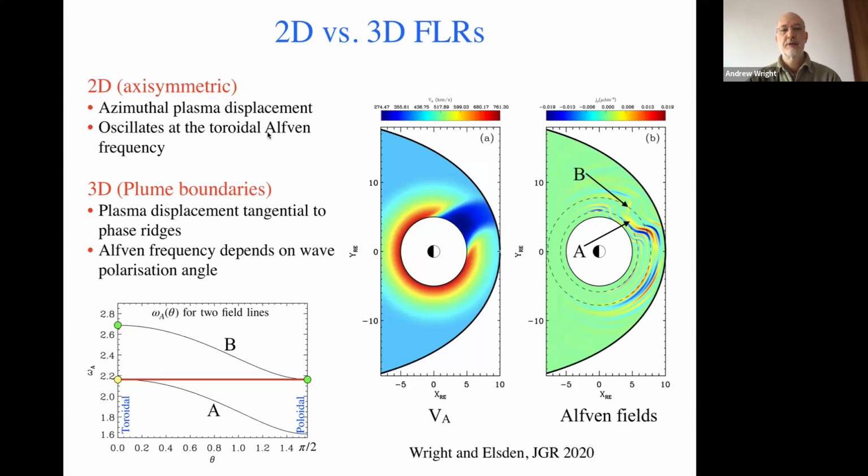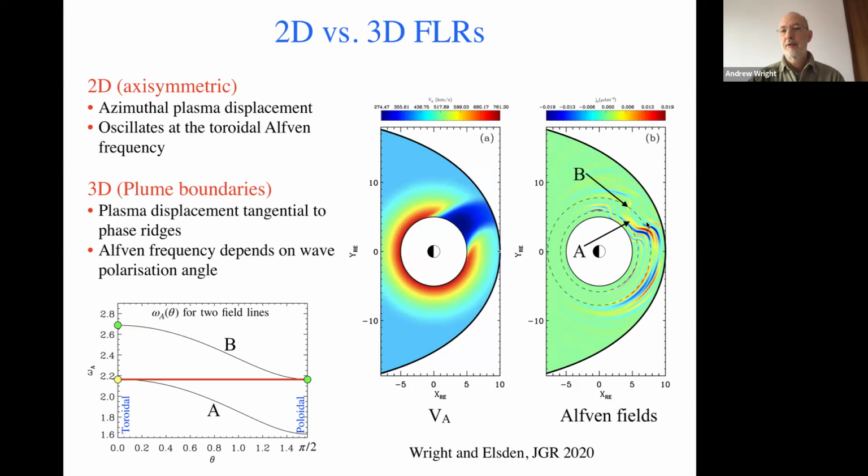And it will oscillate at the toroidal Alfven frequency. So for example, here the plasma displacement would be tangential to these ridges, and it would go at the Alfven frequency. And if we had a field line here, the plasma displacement would be, again, in the azimuthal direction at the toroidal Alfven frequency. By toroidal, I just mean another word for azimuthal, as opposed to poloidal, which would be where you have plasma displacement in more of a radial-like direction.